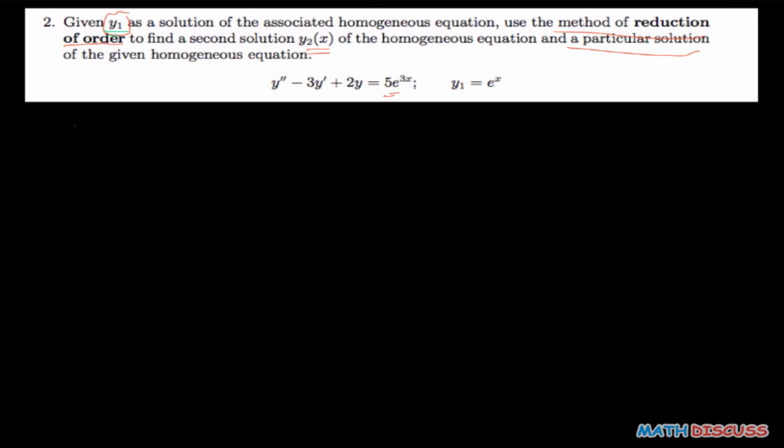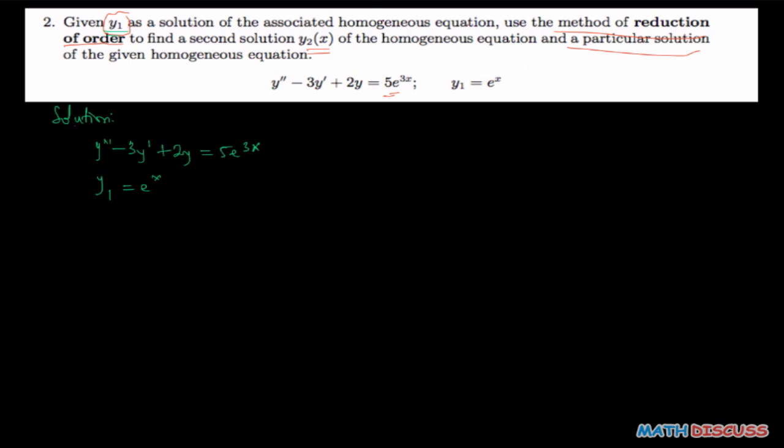Okay, before we start doing anything, let's start by writing down the differential equation that we're given. So let me say solution. Now we're given y prime prime minus 3y prime plus 2y equals 5e to the power 3x. So this is what we're given. And then we're told that y1 equals e to the power x is a solution of the associated homogeneous equation.